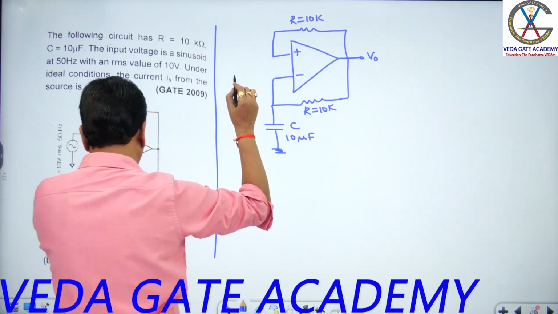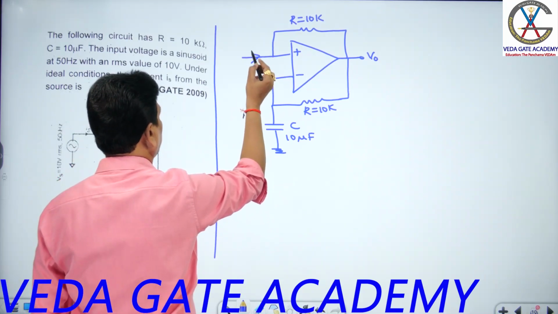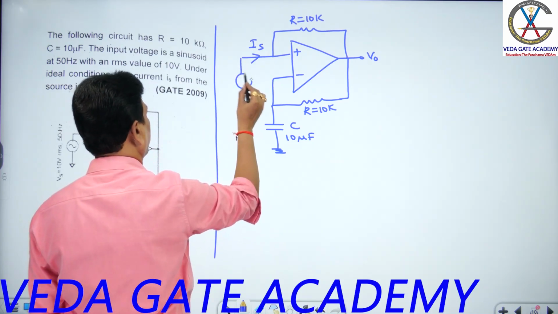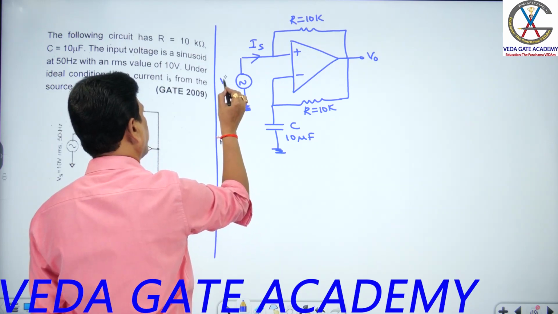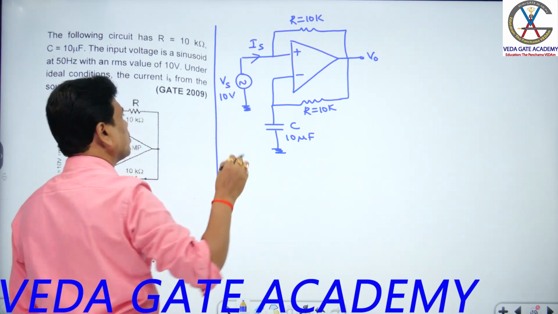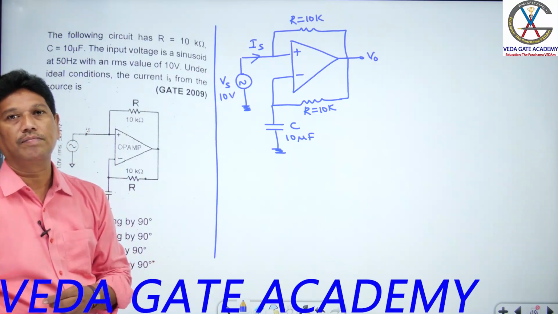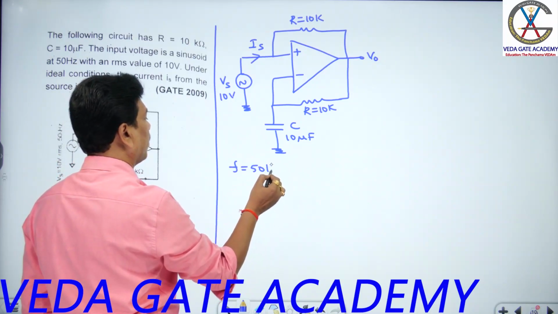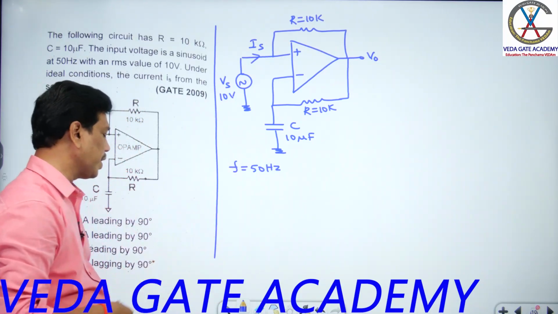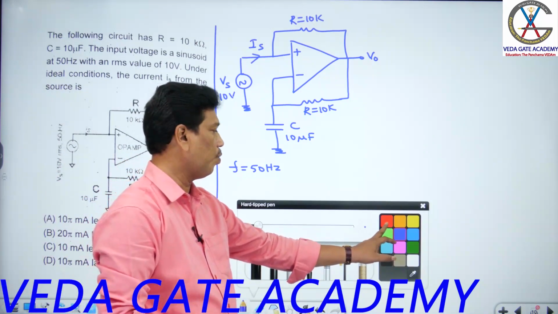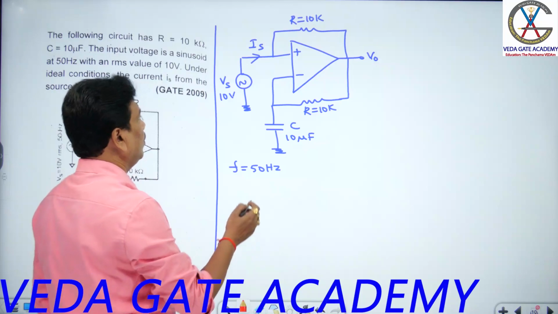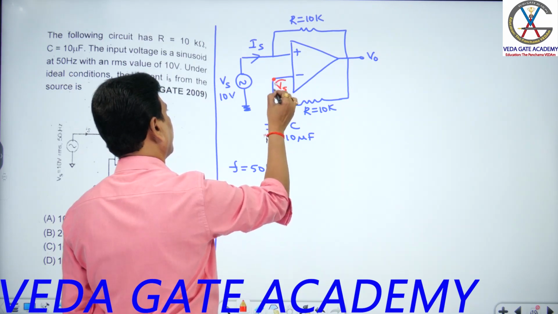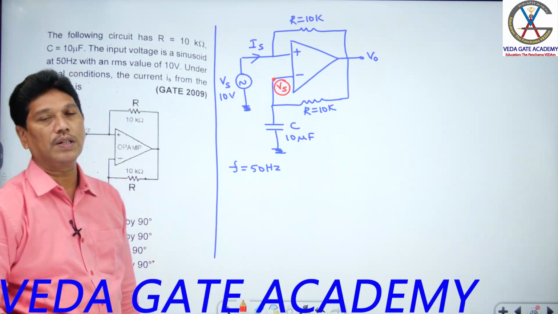Okay. This is the current he is asking, students, IS. This is the voltage Vs, given as 10 volt RMS, sir. In terms of RMS, it is 10 volt. F equal to 50 hertz is given. So what is the corresponding current IS, students? Now I can examine what that corresponding current is. Sir, using virtual ground, this node is also at Vs, right?